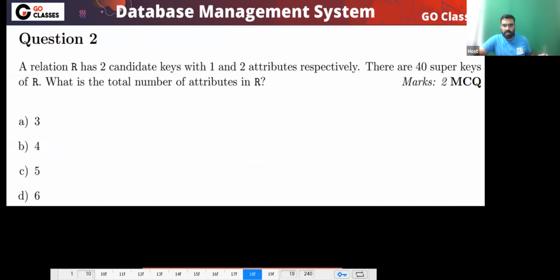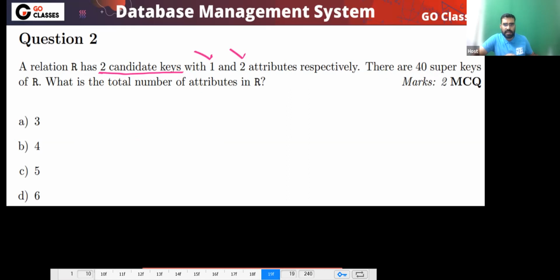Okay. So in this question, you have a relation R, which has two candidate keys, with 1 and 2 attributes respectively. One candidate key has 1 attribute, another candidate key has 2 attributes. There are 40 super keys of R. What is the total number of attributes of R?